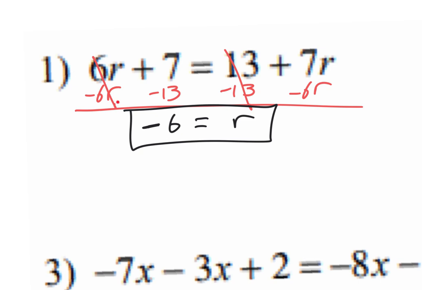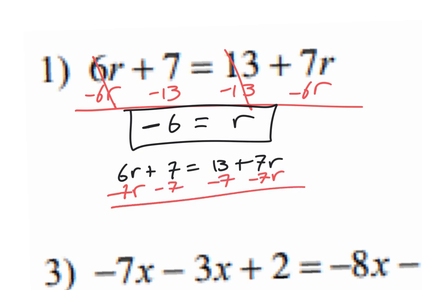I could have subtracted 7r. But if I would have done that, let me just show you. If I would have done 6r plus 7 equals 13 plus 7r, and I would have done it the opposite way, I would have subtracted 7r from both sides, and then I would have had to subtract 7 and subtract 7. What would I get? Well, I'd have 6r minus 7r, which gives me negative r. These would cancel, equals 13 minus 7, which is 6, and then these would cancel.